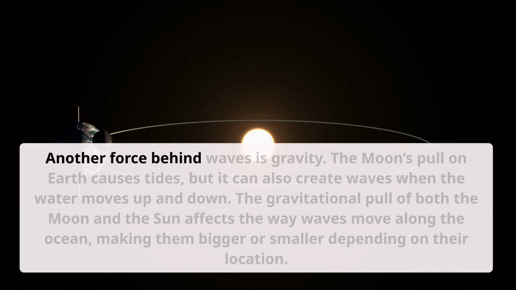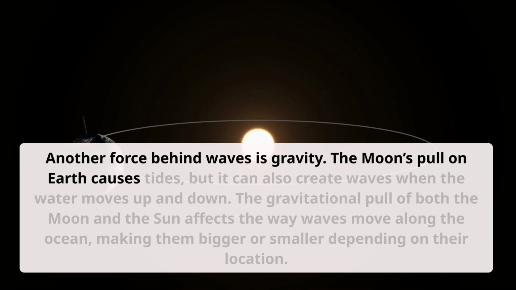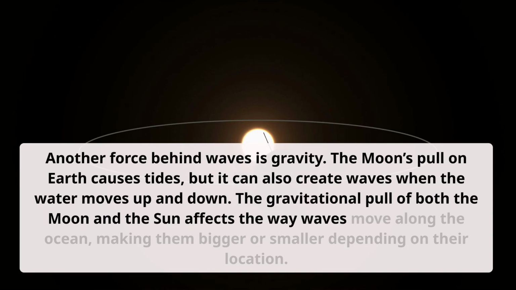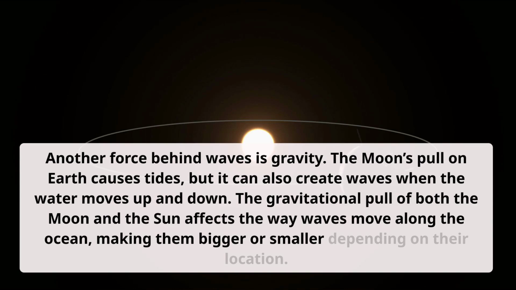Another force behind waves is gravity. The moon's pull on Earth causes tides, but it can also create waves when the water moves up and down. The gravitational pull of both the moon and the sun affects the way waves move along the ocean, making them bigger or smaller depending on their location.